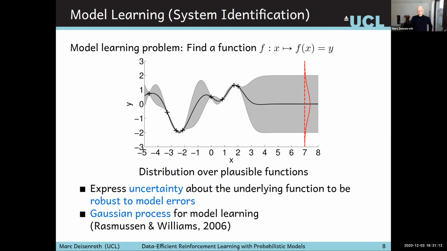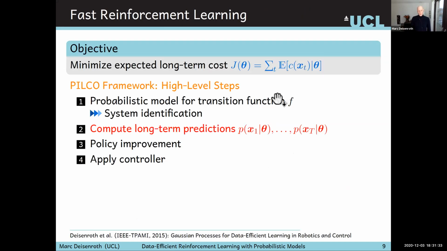So it's really important to express uncertainty about the underlying function to be robust to these kinds of modeling errors. And we use a Gaussian process to implement this distribution over plausible functions. So we use a Gaussian process to learn this dynamics model in the reinforcement learning framework. So that was the first step.